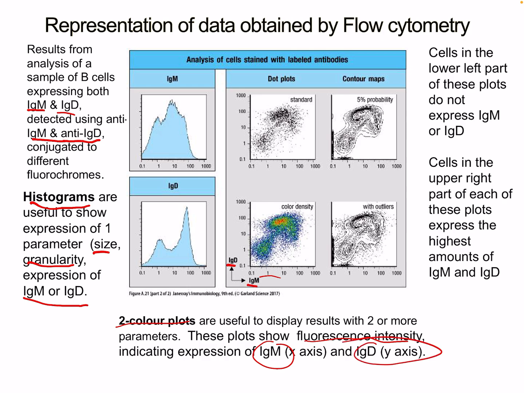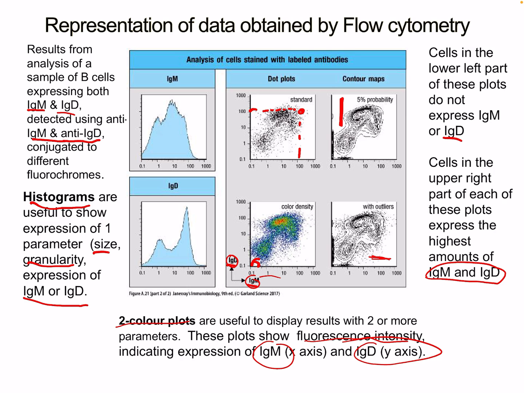So here we see IgM and IgD. Cells in the lower left part of these plots do not express IgM or IgD, similar to the other plot. So again, lower left, they're not either. Cells in the upper right part of each of these plots express the highest amounts of both IgM and IgD, similar to the other section. Again, this axis applies to all these figures, by the way. So we have our double positive up here, matching between IgD and IgM. Cells that are high in IgD will be up in the upper left, where cells highest in IgM only would be over here.